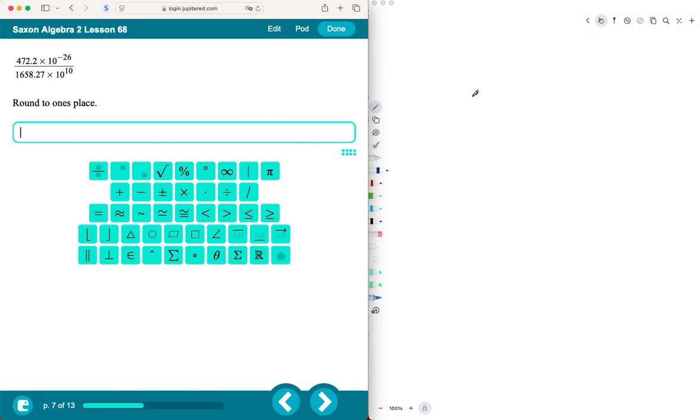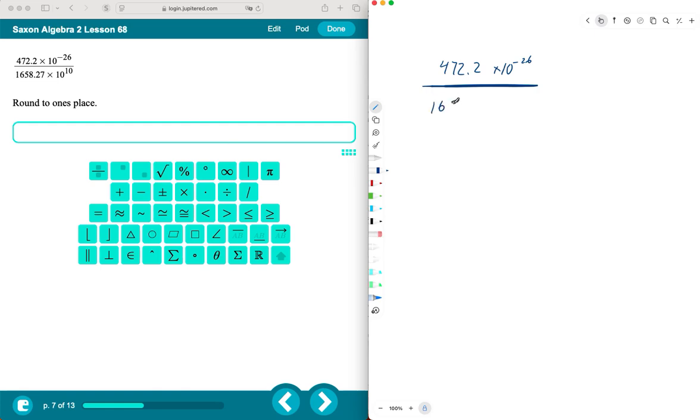Okay, some more scientific notation. So 472.2 times 10 to the negative 26 over 1658.27 times 10 to the 10. First of all, not in the proper format, so we've got to do that. So 1, 2, so plus 2 spaces, right? So it's going to be 4.722 times 10 to the negative 24. And this is going to go 1, 2, 3 to the front, so plus 3. 1.65827 times 10 to the 13.